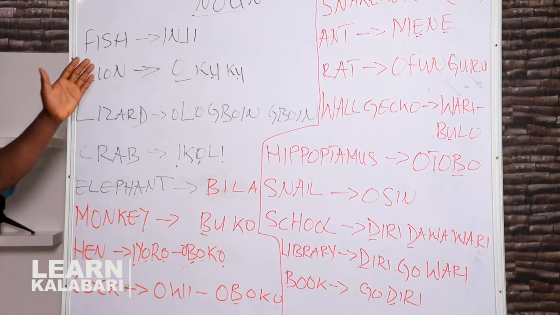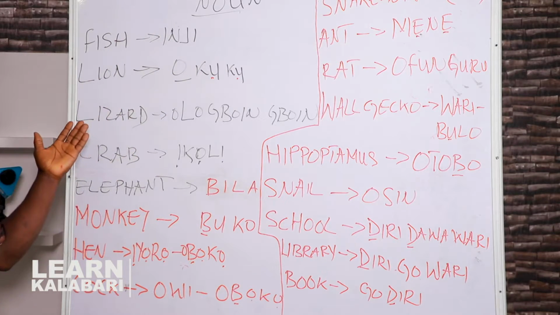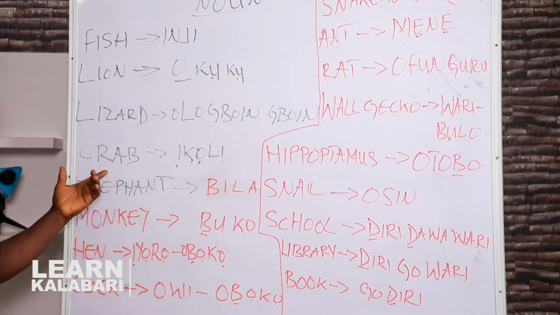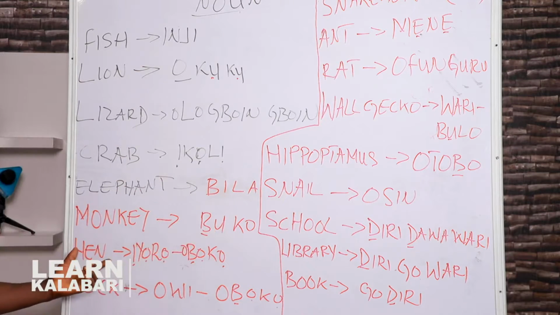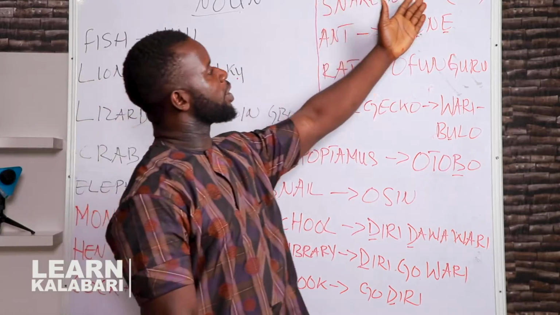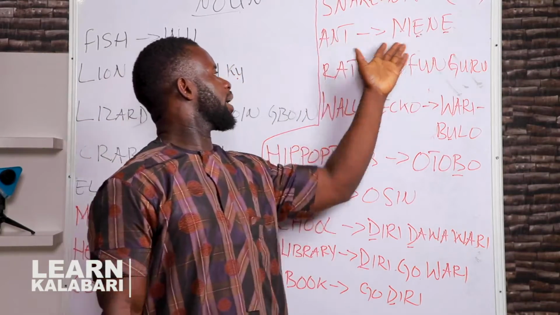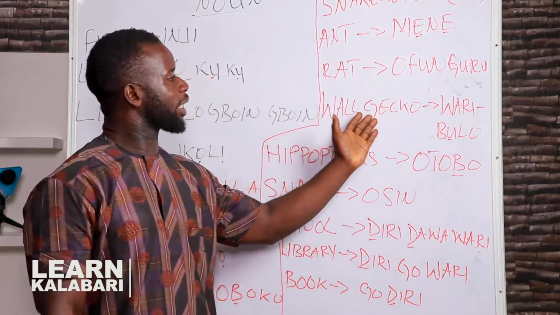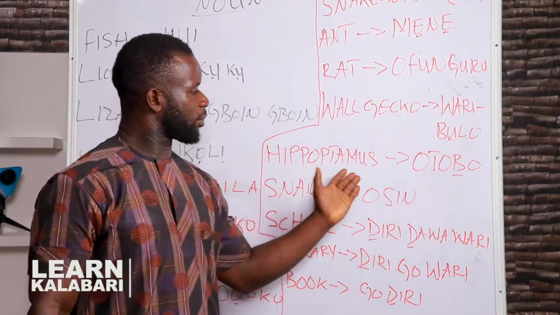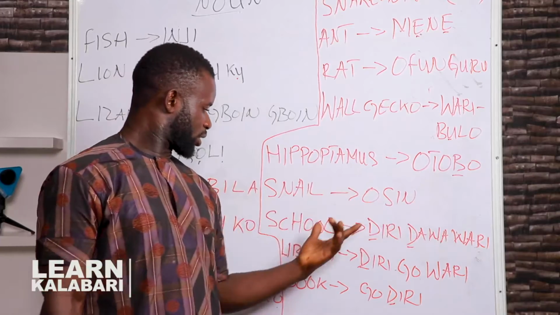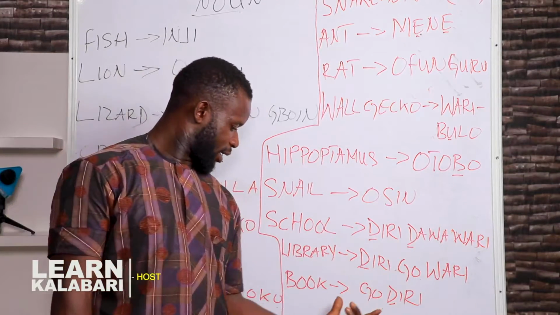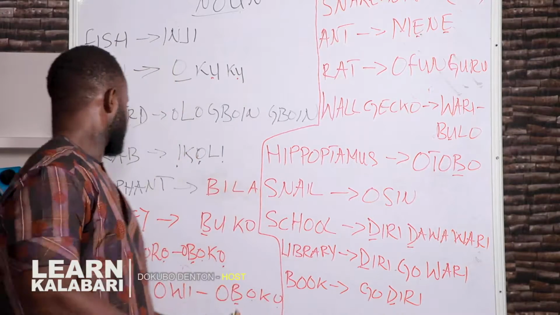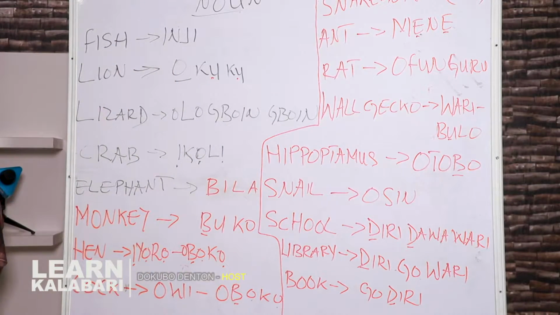We have fish as inji, lion as okoko, lizard as olugbongboi, crab as ekoli, elephant, bila, monkey, boko, hen, eoro boko, cock, oya boko, snake, oromi or ududu, ant, mene, rat, ofunguru, wall gecko, warimbolo, hippopotamus, otobu, snail, osi, school, diridawari, library, dirigoware, book, go diri. Wipe the board and proceed.